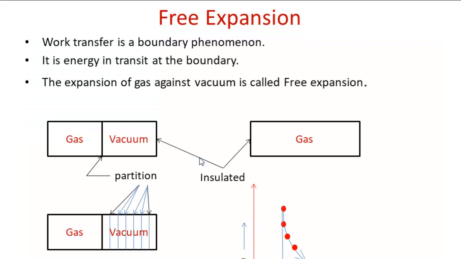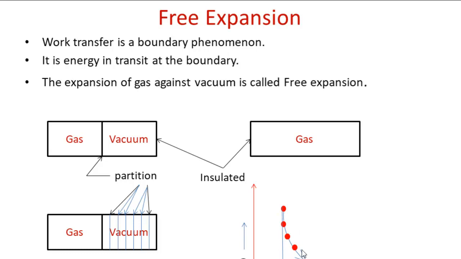The integral of P dV can be applied to determine the work transfer only for a quasi-static process. Similarly, the area under the curve in a PV diagram can be used to determine the work transfer only during a quasi-static process. But this process is not a quasi-static process. How do we say that this is not a quasi-static process? A quasi-static process is nothing but a reversible process.